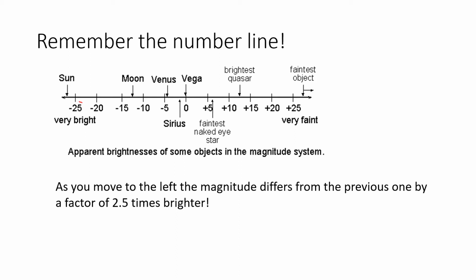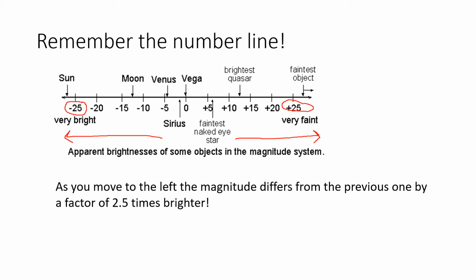Remember that the more negative the number, the brighter the object appears. So the sun has the highest apparent magnitude at -25. The more positive the magnitude, the dimmer the object. So objects seen by the Hubble Space Telescope, for example, might have an apparent magnitude of +25 or +28 or some very large number like that. As you move to the left, towards negative numbers, the brighter the object appears. And as you move to the right towards the positive numbers, the dimmer the object appears.